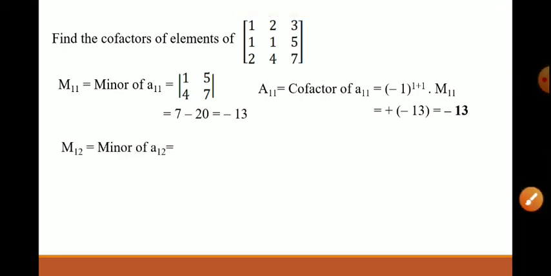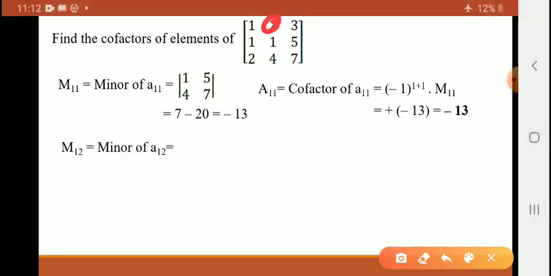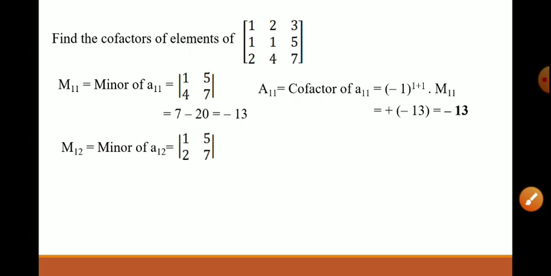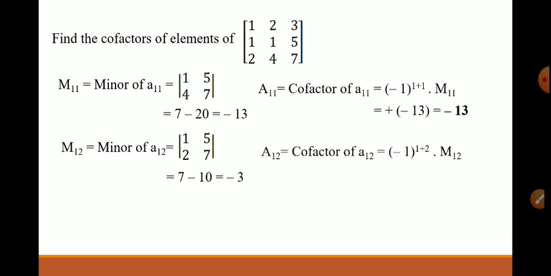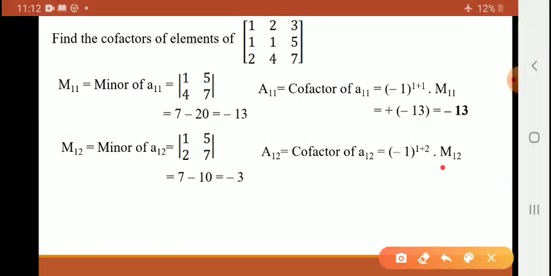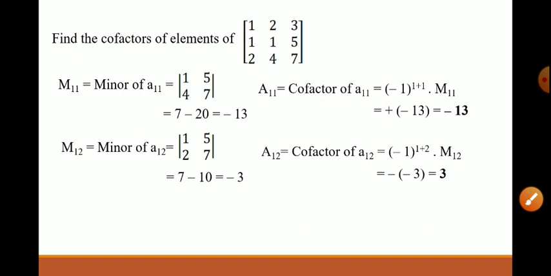Okay. Now 1 2, M12, for this element, delete the row and column. So 1 5 2 7. See, 1 5 2 7. Now cross multiply. 7 into 1 is 7 minus 10, minus 3. Cofactor is minus 1 raised to 1 plus 2 into M12. So M12 is minus 3, and 2 plus 1 is 3, odd. So minus 1 raised to odd is minus. So it is minus into minus 3, minus into minus is plus, so 3.